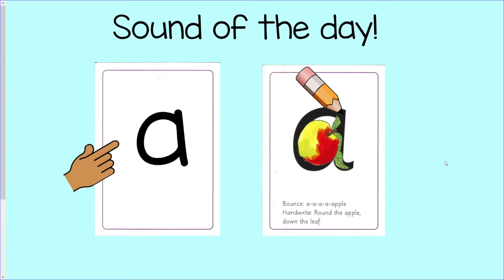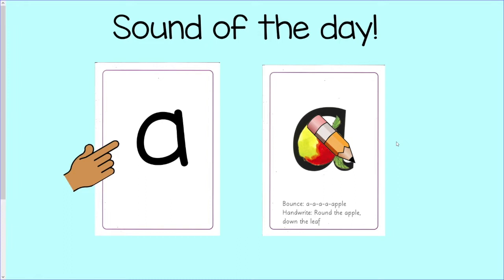Can you see our picture card where my pencil is pointing? This is how we write the sound. Watch my pencil. Round the apple and down the leaf. We can say this to help us write our sound. Shall we try it again? Watch my pencil. Round the apple and down the leaf. That's how we write the sound ah. Ah is our sound of the day.